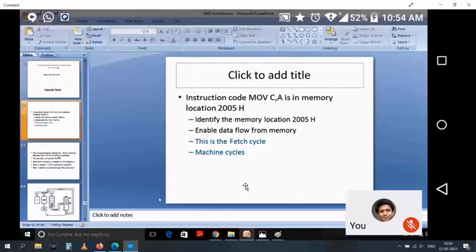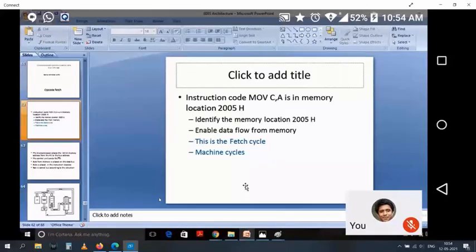Suppose my instruction is MOV C,A, move the contents of accumulator A into C. But this instruction is stored in the memory location 2005H. So first I have to identify the memory location. Then enable the data flow from the memory into the instruction decoder, where the instruction decoder will understand. So this is called the fetch cycle.